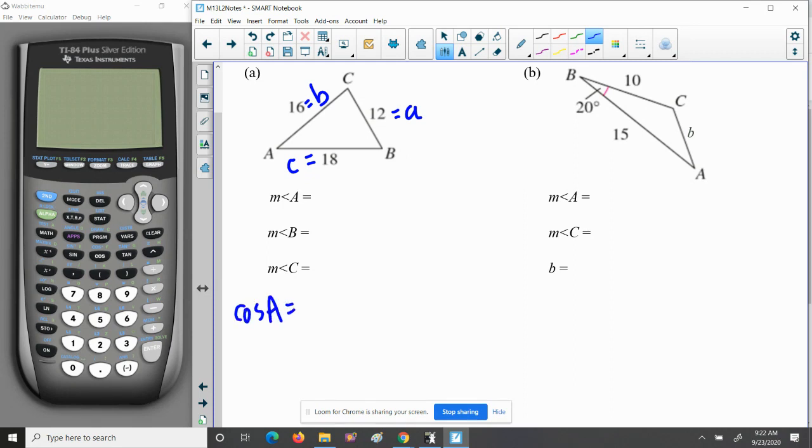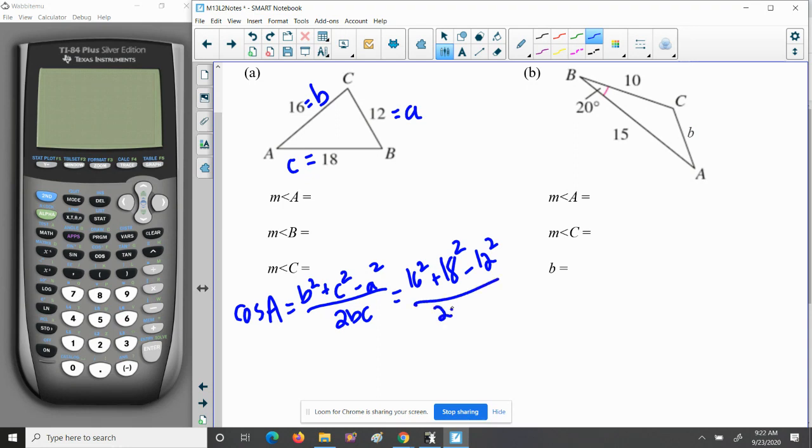Cosine of angle A is b squared plus c squared minus a squared all over 2bc. So let's plug in b squared, 16 squared, plus c squared, 18 squared, minus a squared, which is 12 squared, all over 2 times b, which is 16, times c, which is 18. Now, notice that that's what the cosine of angle A is equal to. So in order to solve for angle A, we're going to have to take the inverse cosine.